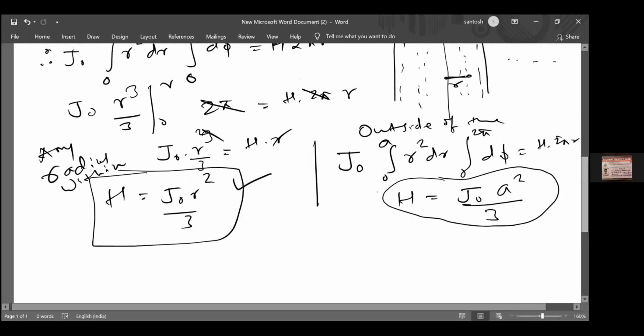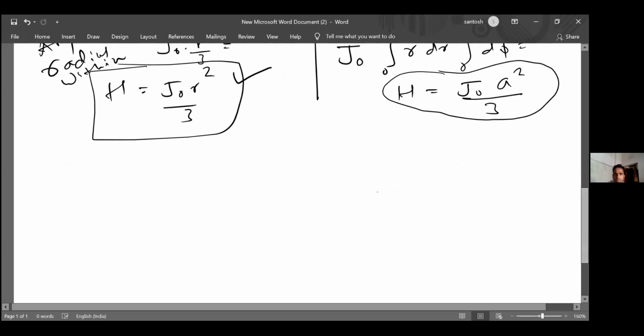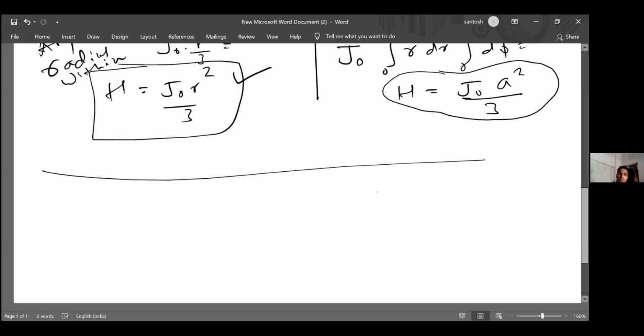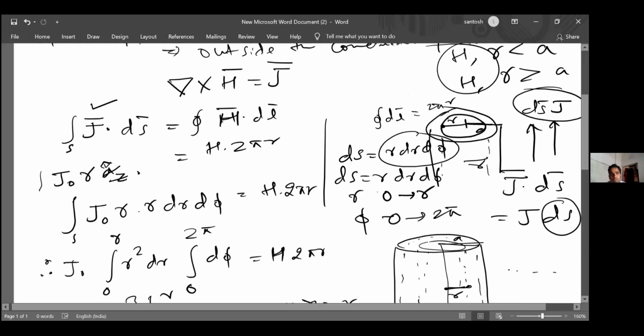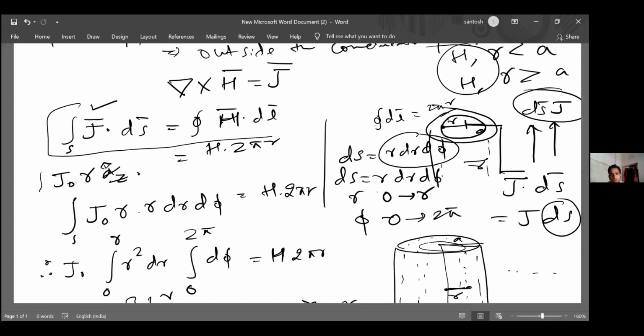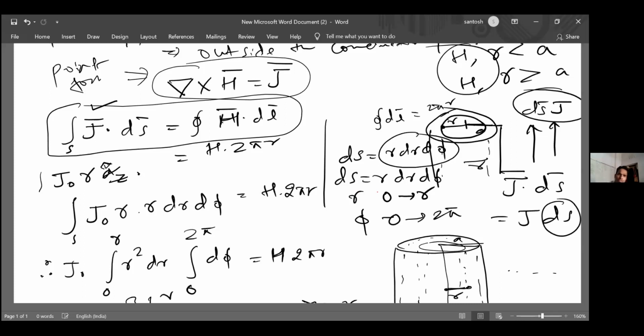Yes, sir. Okay. Now I'll take one more example of this Ampere circuital law. This was using the integral form, where j bar dot ds bar is h bar dot dl bar. Now we'll go for point form. Point form means this is valid at a particular point. This relation will hold true at a particular point only. If there is a j bar at that point, there is h bar at that point. So at that point only you can say that del cross h is j.